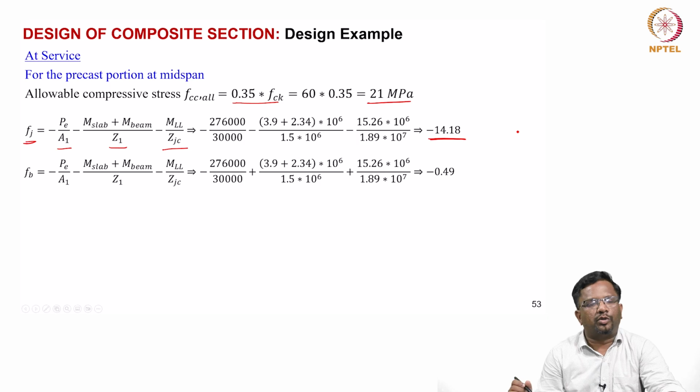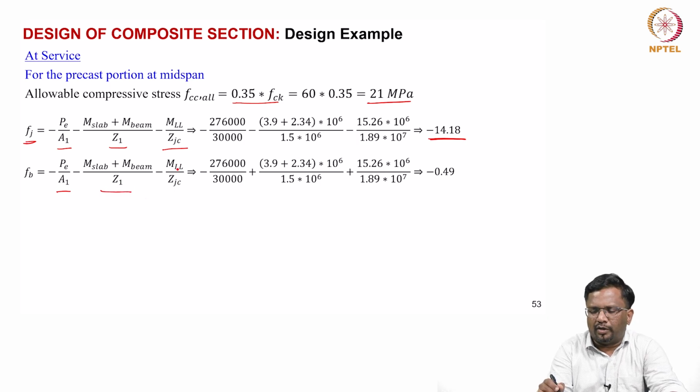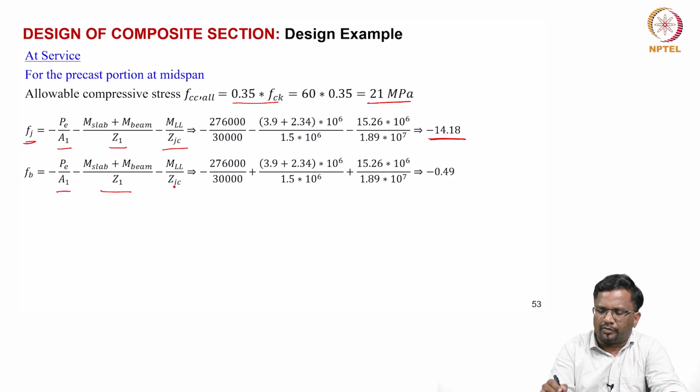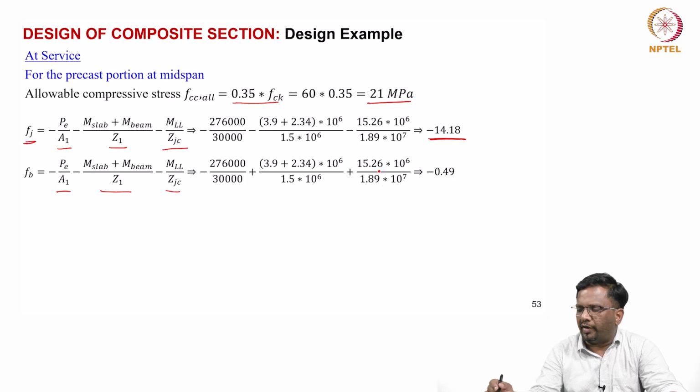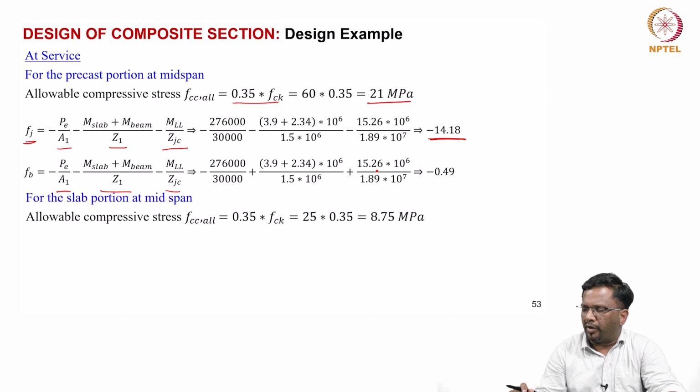Now, how about the stress at the bottom fiber? PE by A1 remains the same. Precast system, so this remains the same. Only the live load is going to be different. The live load moment we have already calculated to be 15.26 into 10 to the power of 6. So, this is at the bottom of the slab. When you do that, you get 0.49 megapascal.